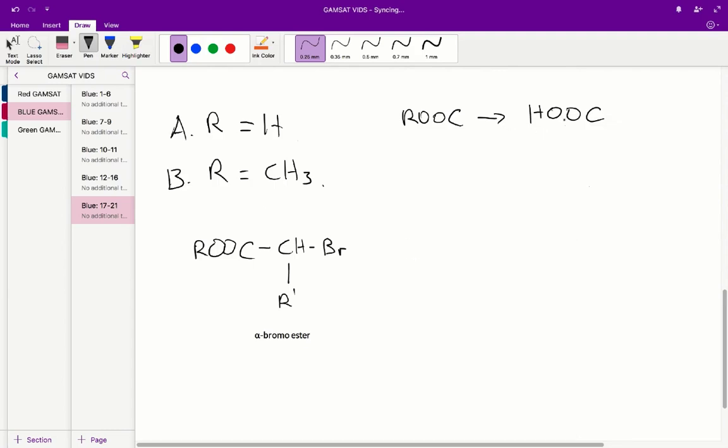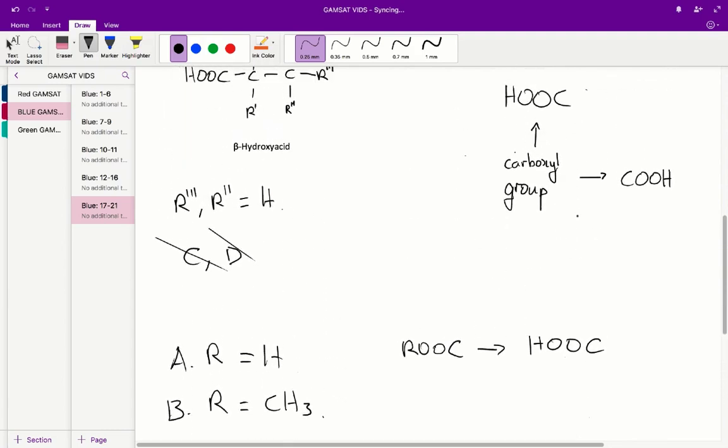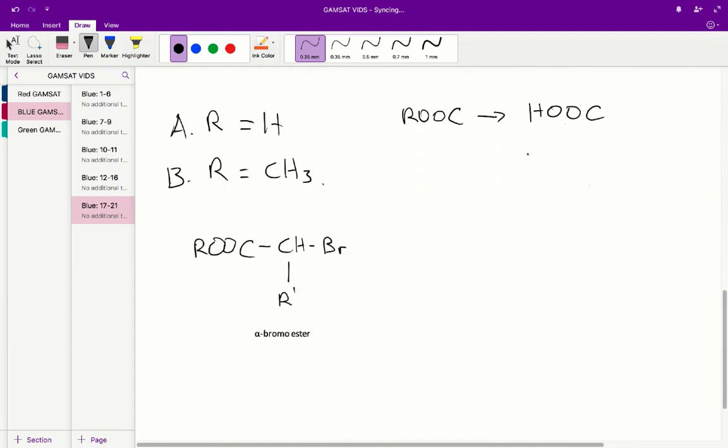So what does this remind us of? Well, it reminds us of a carboxyl group because that's what it is. So what we're essentially making in A is a carboxyl group on the end of this compound. But is that correct? Can we have that? Well, turns out we can't because this is a bromoester, not a carboxylic acid.